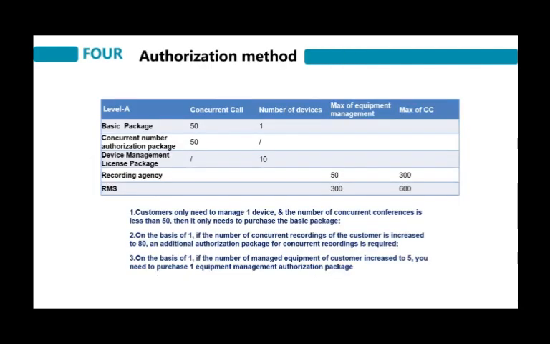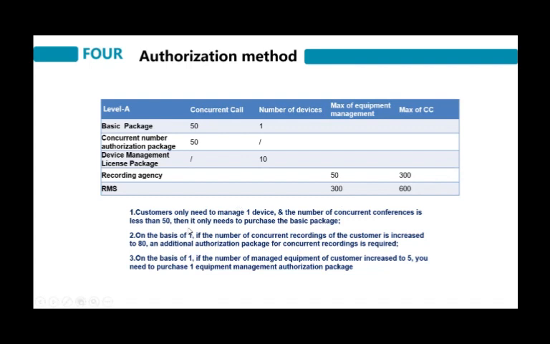Here is the authorization method. As mentioned, the minimum number of concurrent calls is 50. That's the basic package. It can support up to 1 device. For the concurrent number authorization package, for the recording agent, the maximum equipment management is 50, and the maximum concurrent call is 300. For RMS, it can be used up to 300 for the maximum number of equipment, and the maximum number of concurrent calls is 600.